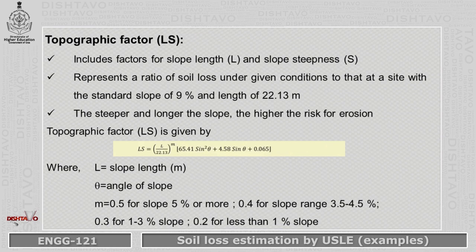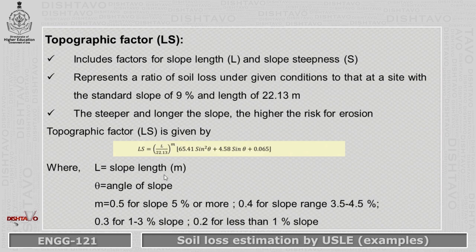The topographic factor, this LS factor, is given by this formula: LS is equal to (L upon 22.13) raised to m, into (16.41 sin square theta plus 4.58 sin theta plus 0.065). So, this formula is used to calculate the LS factor. All these terms are given here.